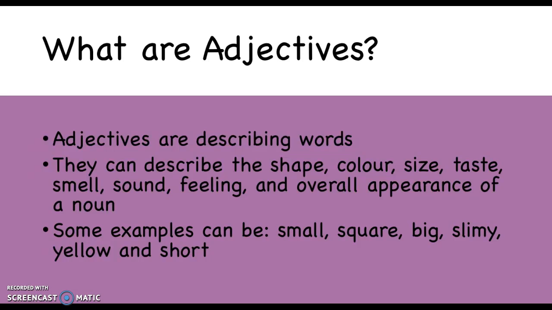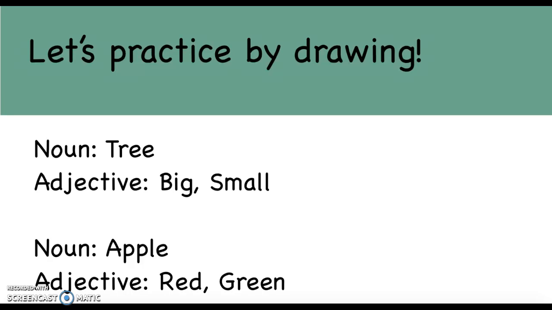What are adjectives? Well, adjectives are describing words. They can describe the shape, color, size, taste, smell, sound, feeling, and overall appearance of a noun. So some examples can be small, square, big, slimy, yellow, and short.